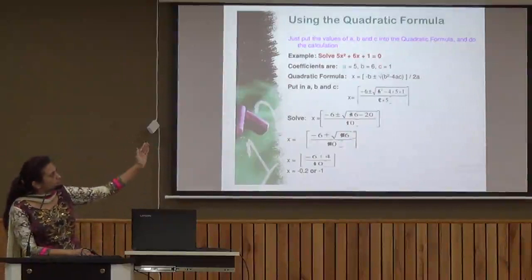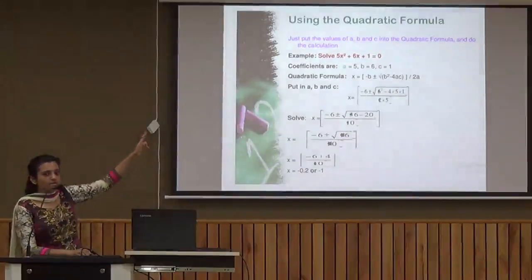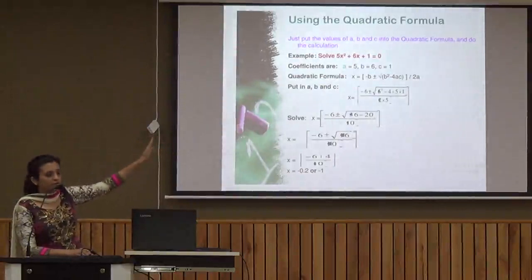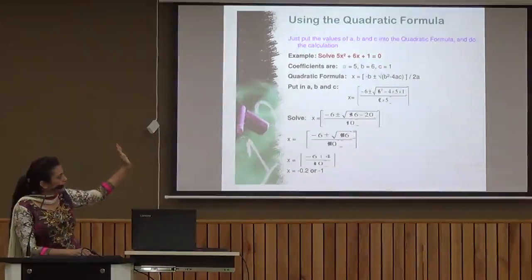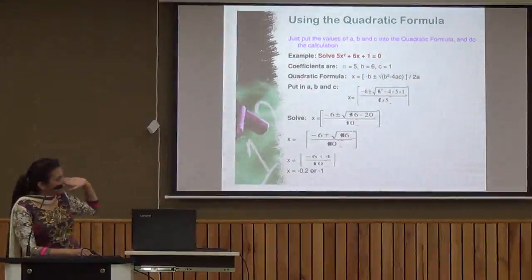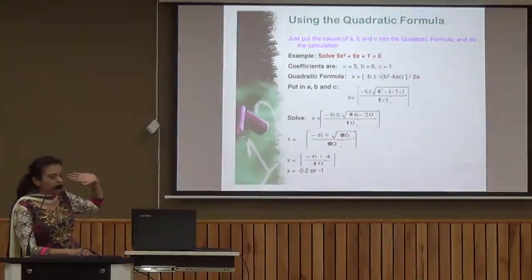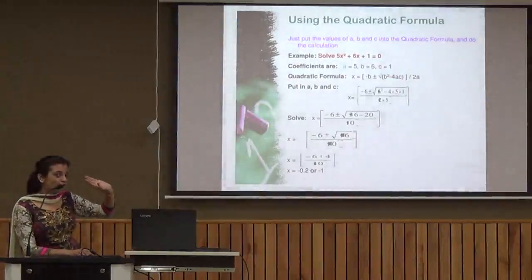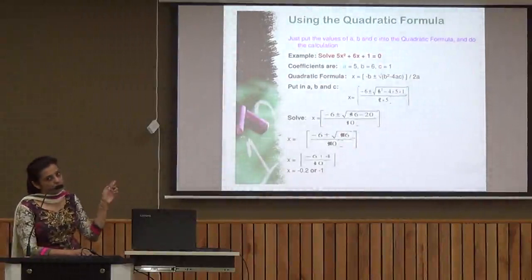Plus minus root b square minus 4ac. b square, 6 square, minus 4 times a. What is a? 5. What is c? 1. So 4 into 5 into 1, upon 2a, which is 2 into 5. Now once we solve, we get x is equal to minus 6 plus minus root of 6 square, which is 36, minus 4 into 5, which is 20, upon 10. 36 minus 20 is 16. And the square root of 16 is going to be? No, it's not 4. It is plus minus 4.